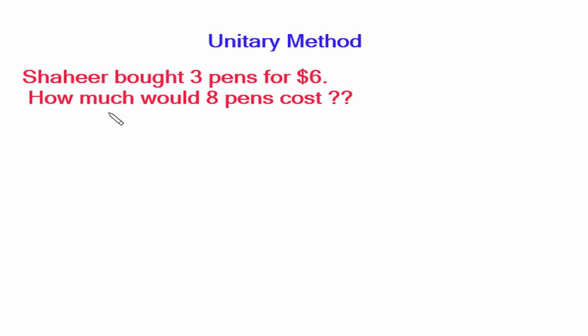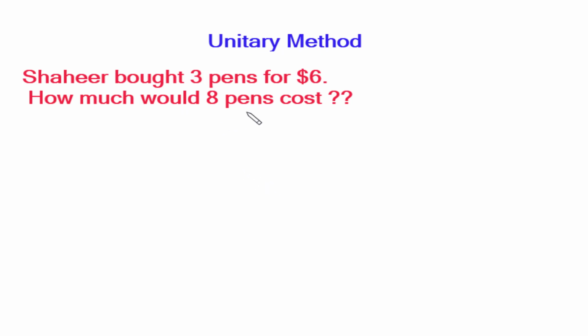First thing you need to do is understand the relationship. In this unitary method, you always need to understand the relationship between two quantities. For example, if you know the cost of one item, you can use the unitary method to find the cost of multiple items. Let me give you a very simple example: Shahir bought 3 pens for $6. How much do 8 pens cost?